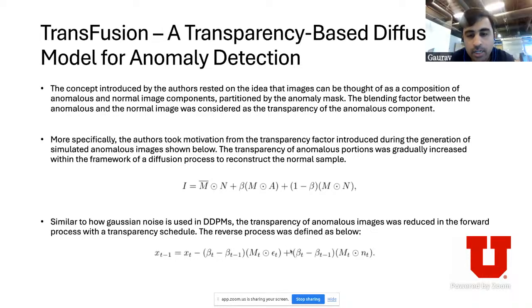So the epsilon t is basically coming from the anomaly source. Initially, the specification is that the ground truth normal image, anomaly source, and the mask are used, and then it's conducted during the training time. At the testing time, I think the mask is basically all zeros. So that's a little bit different during the inference time.